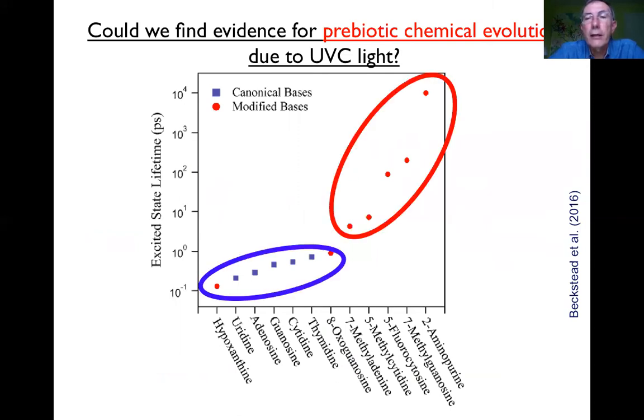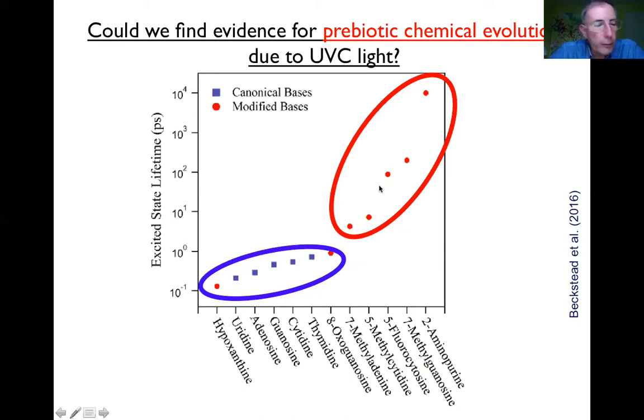And a diagram like that for the bases, canonical versus modified bases, which are produced by normal chemical reactions, shows you that maybe you can answer that question, because the excited state lifetimes of the canonical ones are orders of magnitude lower than most of the modified ones. And by the way, the hypoxanthine here and this one turned out to be mistakes in the measurements. We have remeasured them since this paper was published, and they are actually in this domain here.